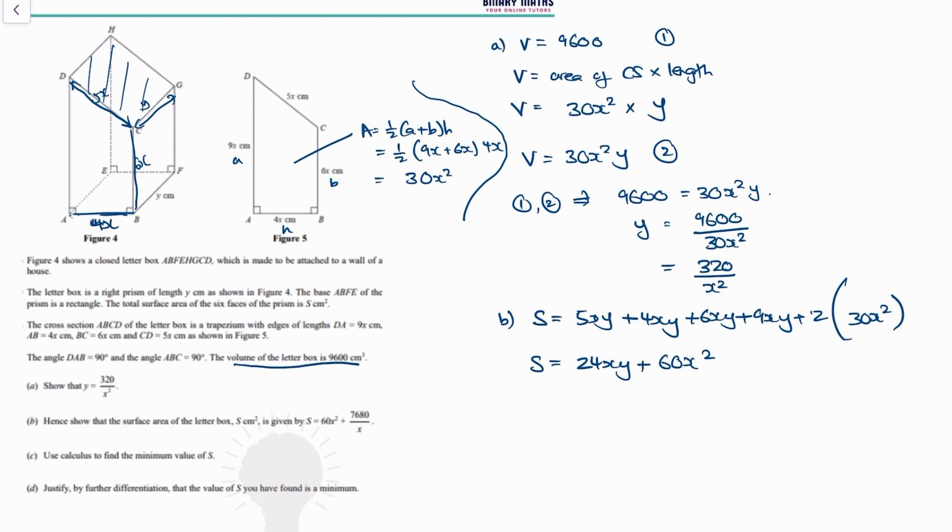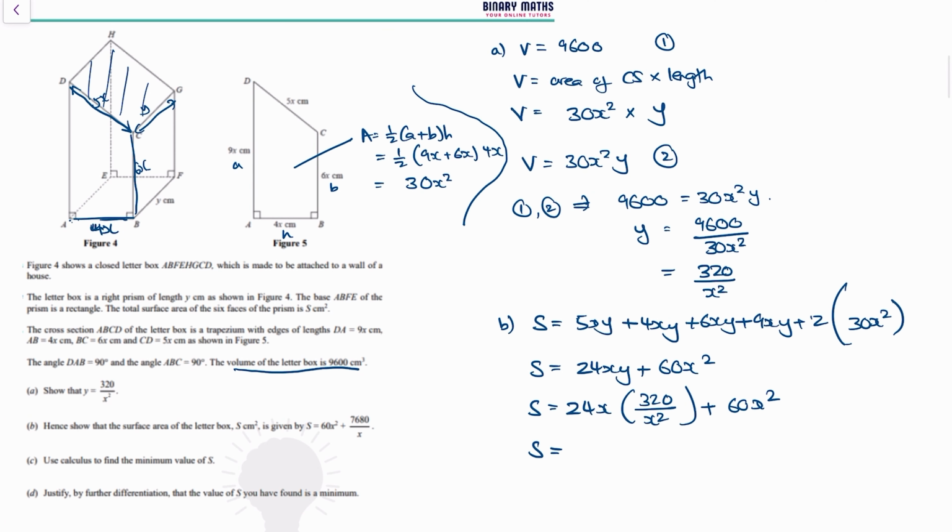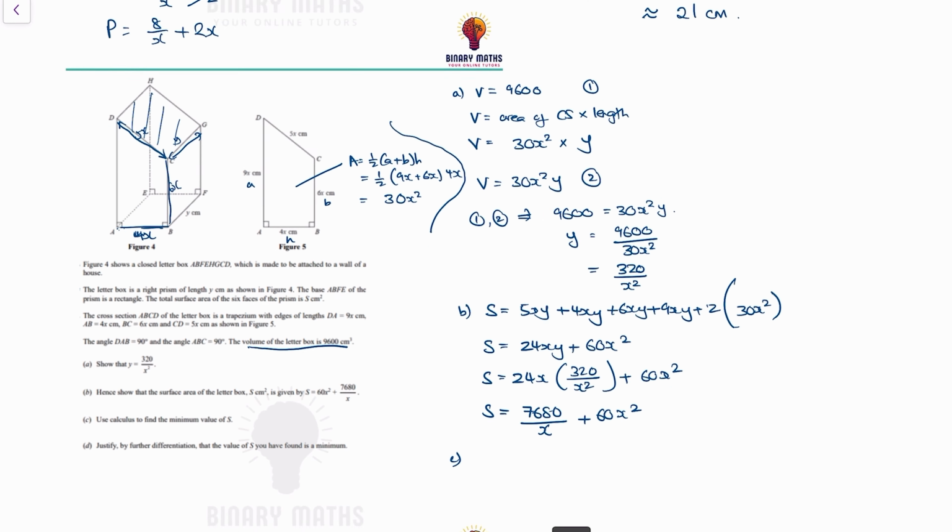If we replace the y with 320 over x squared, S will be equal to 24x times 320 over x squared plus 60x squared. One of the x's cancels out, so all we're left with is 7680 over x, which is 24 times 320, plus 60x squared, which is what we wanted.